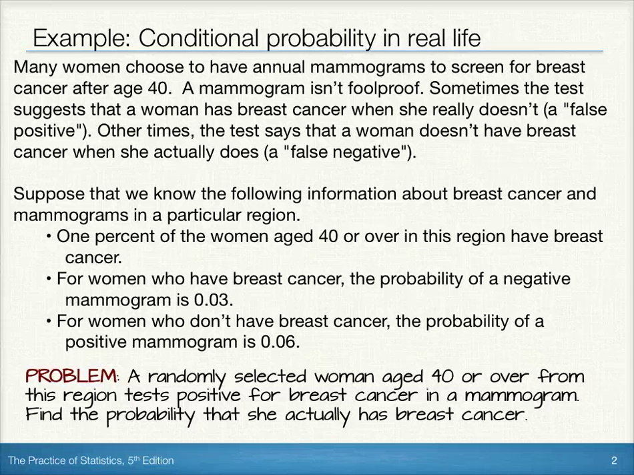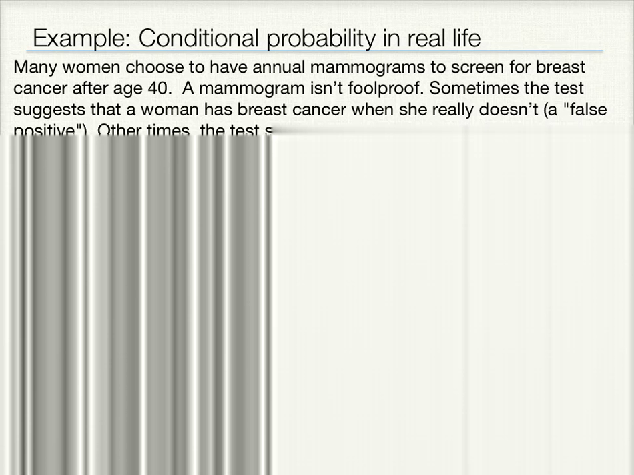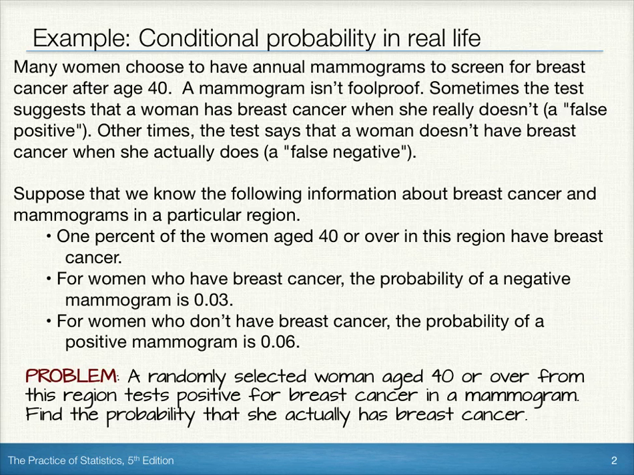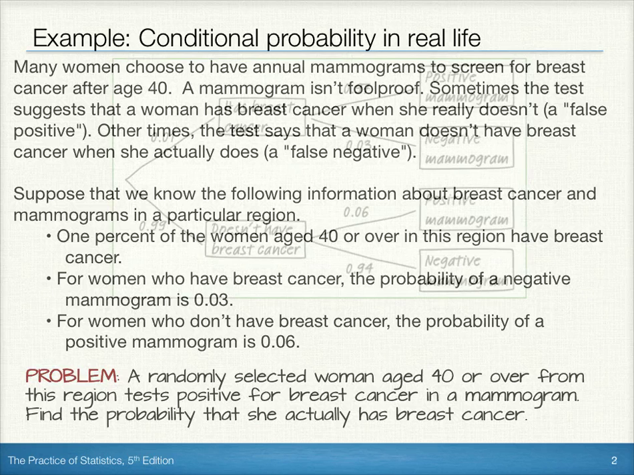Now, suppose we know that for a particular region, 1% of the women aged 40 or over have breast cancer. We also know that for women who have breast cancer, the probability of a negative mammogram is 0.03, while for women who don't have breast cancer, the probability of a positive mammogram is 0.06. Now, suppose a randomly selected woman aged 40 or over from this particular region tests positive for breast cancer in a mammogram. Let's find the probability she actually has breast cancer.